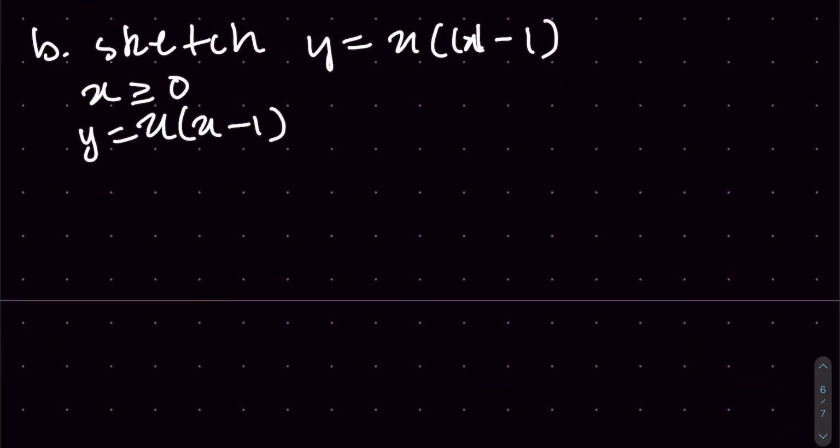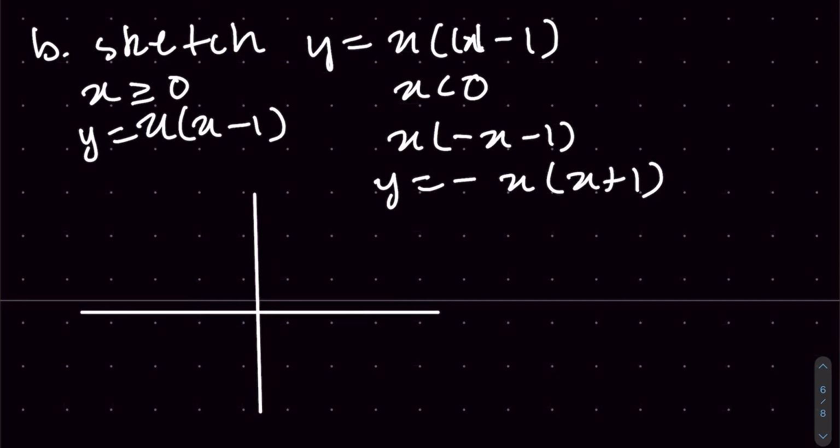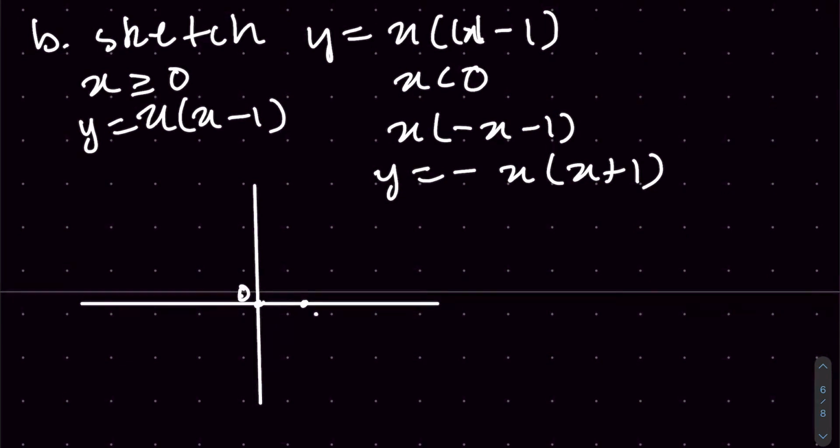And when x is less than 0, we will get x times (negative x minus 1). Factorizing the negative 1 out, we will get negative (x plus 1). Now, to graph this function, we would start at 1. Now, looking at 0, 1, use negative 1.